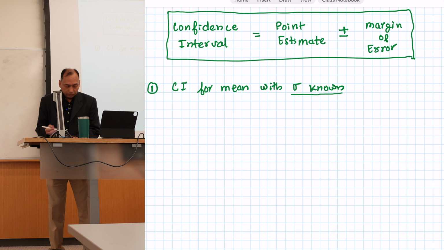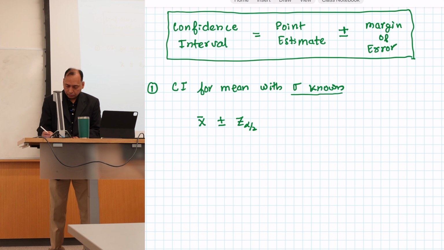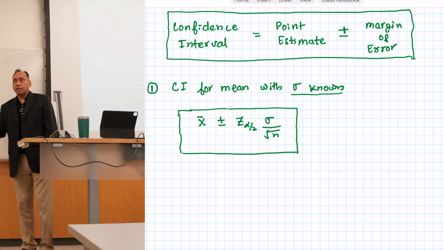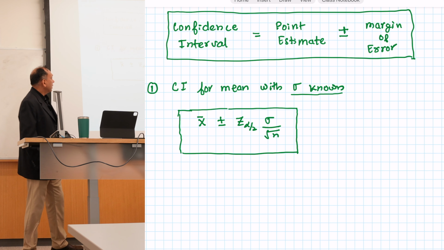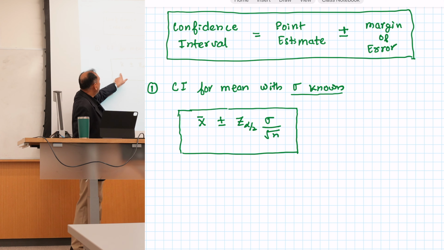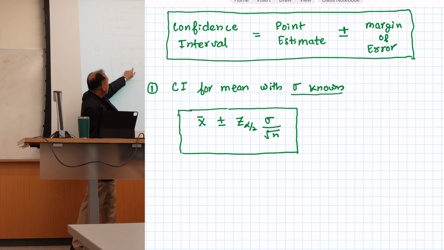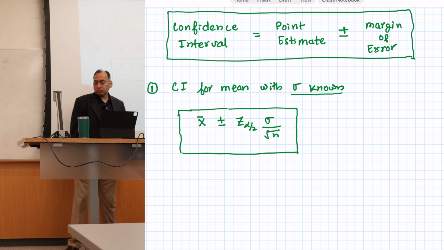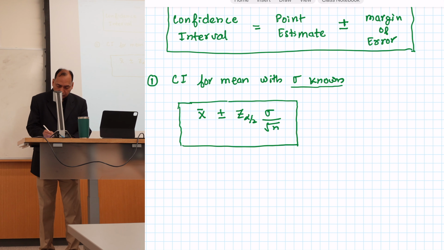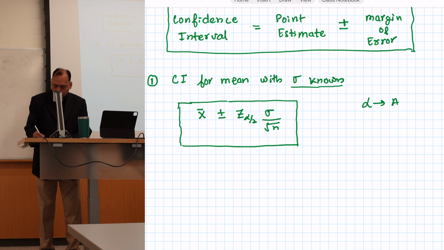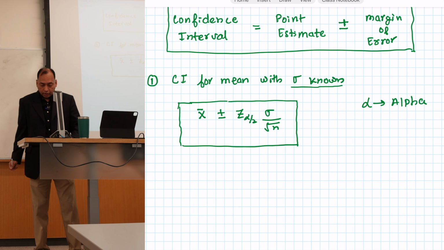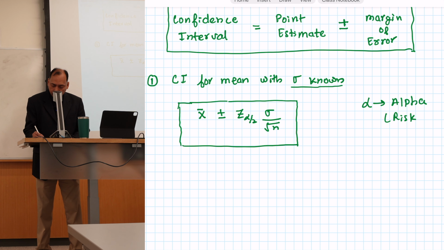So if sigma is known, the formula that we use is x bar plus minus z alpha by 2, and then sigma divided by square root of n. So we calculate confidence interval using this formula, where clearly you can see this part is point estimate, and then you have the plus minus term, which is margin of error. The only thing that you may not be aware is this alpha. This symbol is alpha. It is also called a risk level.